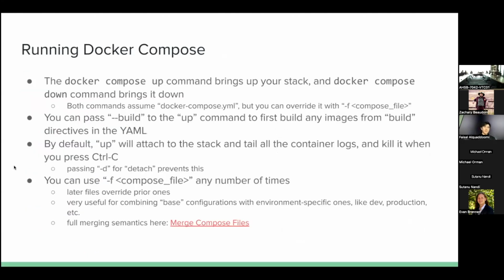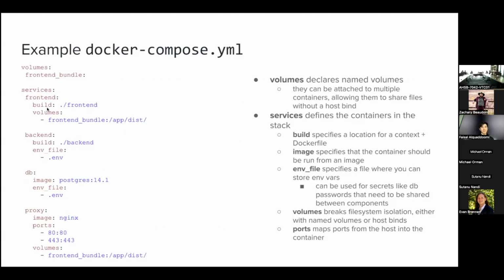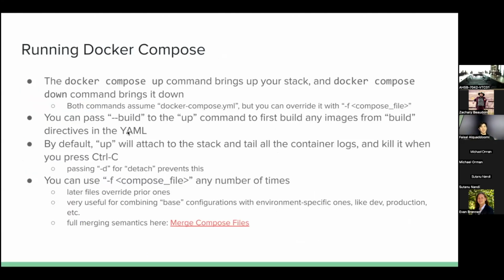Okay, so Docker Compose brings the stack up. You can pass build to the up command to build any images. So previously here we referenced build front end, build back end. These are contexts that presumably contain Dockerfiles. And using this build flag, we'll just build the images before the whole thing runs. This is very convenient if you have images you're developing locally and you just want Docker Compose to build them. By default, it will attach to the stack and tail logs, and you kill the entire stack when you press Control-C because you're attached. You can pass the D flag to Docker Compose to stop that.